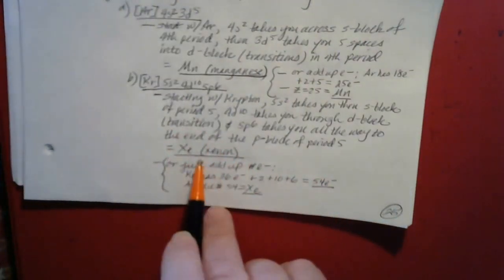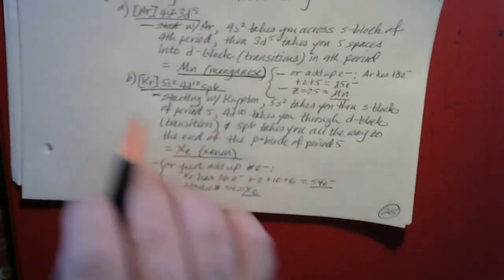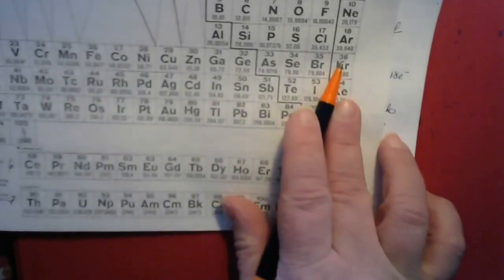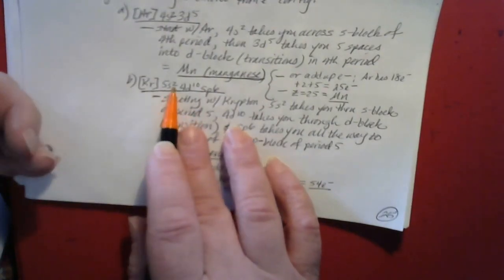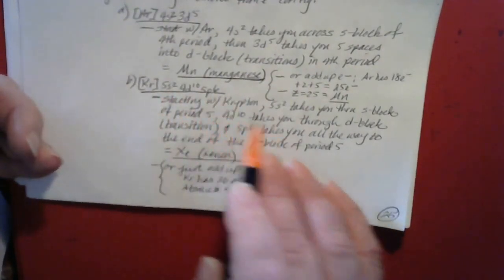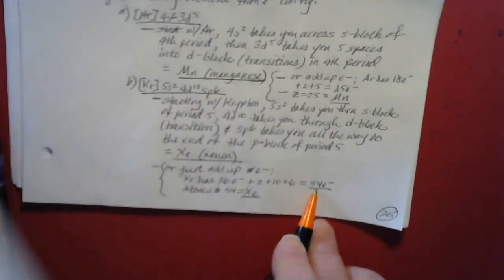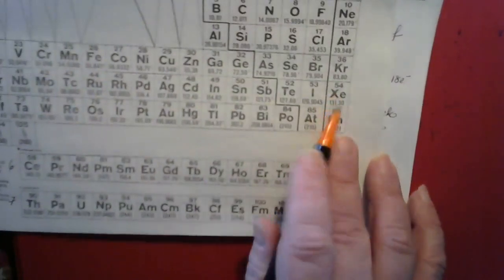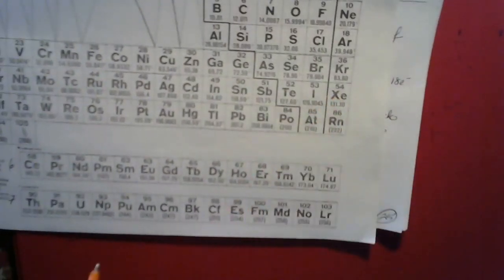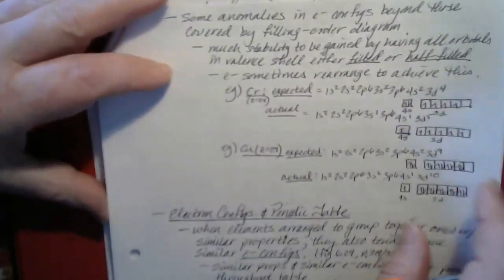Again, you could also just add up the electrons. Krypton has 36 electrons of its own. In addition to that, we have 2 plus 10 plus 6. So 36 plus 2 plus 10 plus 6 is 54, and atomic number 54 is xenon. So that's the other way to do it. Whichever way makes sense, you can do it that way. In fact, you should probably practice doing it both ways, but ultimately you can use whichever method makes more sense.